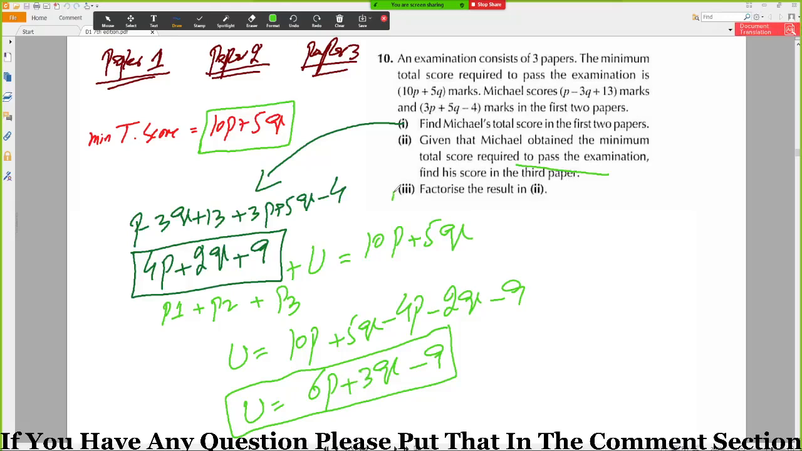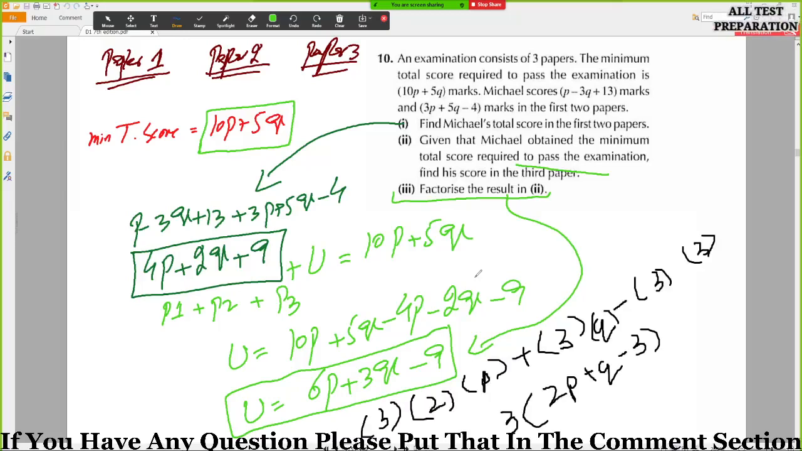Factorize the result in second part. So you will need to factorize the second part result. What do you think you will need to do here? Is it possible to factorize this expression? Yes. How? Okay, good. Yes, this will be the final answer. Okay, the answer of third part.